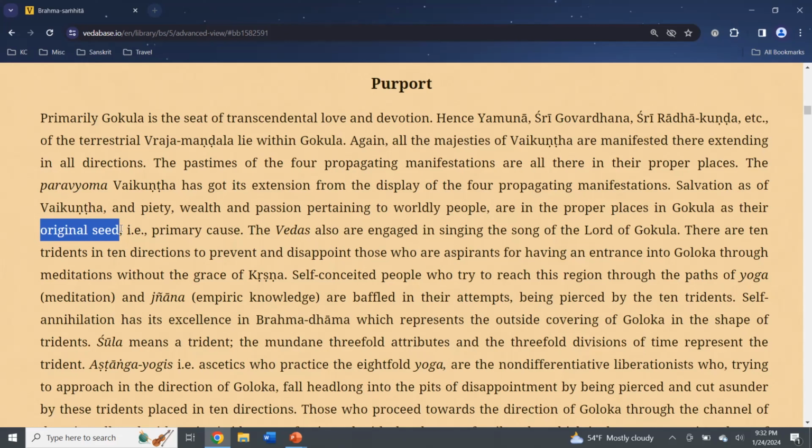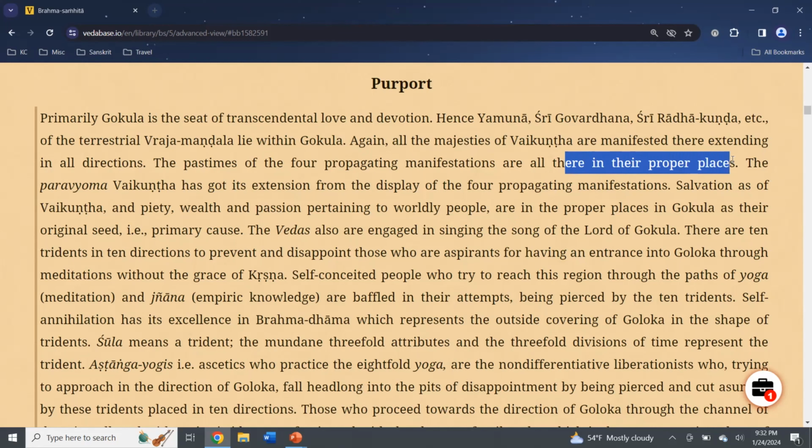I will try my best. My understanding is that when it says original seed, everything, even in the material world, even the teachings and everything, is coming from the spiritual world. So these are the original seeds, in their proper places. That's where they originate, and that's how they are propagated into the material world, as reflections. So that is the origin. That's my understanding.